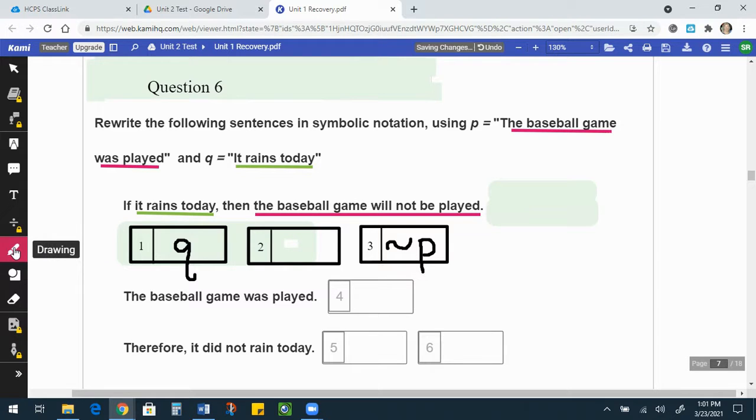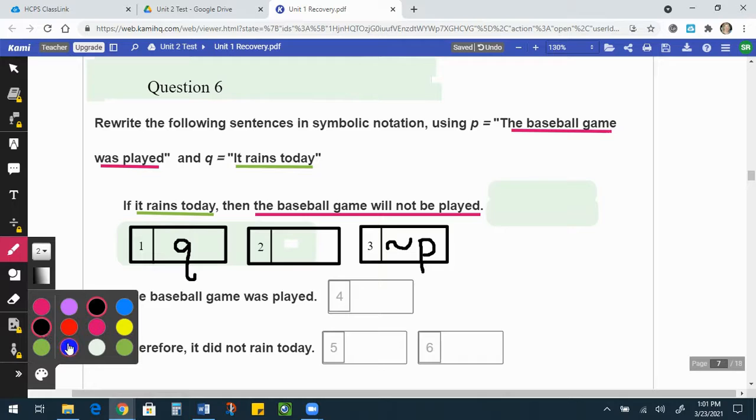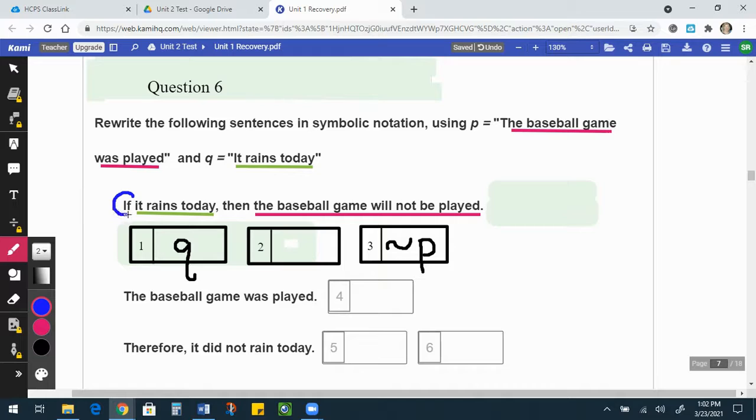Now, finally, we need to figure out which symbol goes in place of if, then. Now would be a perfect time to look back in your notebook because we wrote down all the symbols that you needed for Unit 2. And I know that if then would be the single arrow. So sentence number 1 in symbol form would be Q arrow negated P.